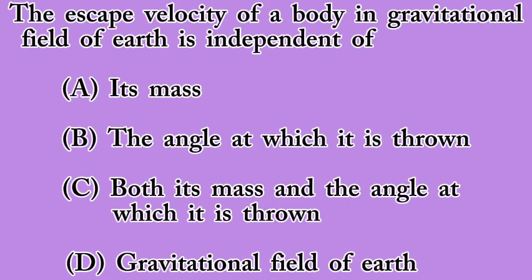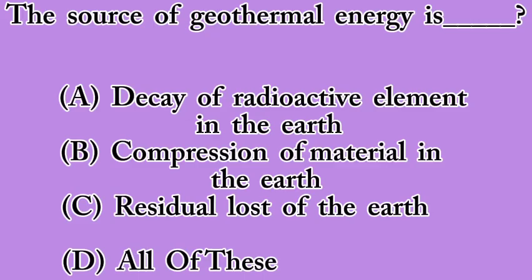The escape velocity of a body in the gravitational field of Earth is independent of: A. Its mass, B. The angle at which it is thrown, C. Both its mass and the angle at which it is thrown, D. Gravitational field of Earth. The source of geothermal energy is: A. Decay of radioactive elements in the Earth, B. Compression of material in the Earth, C. Residual heat of the Earth, D. All of these.